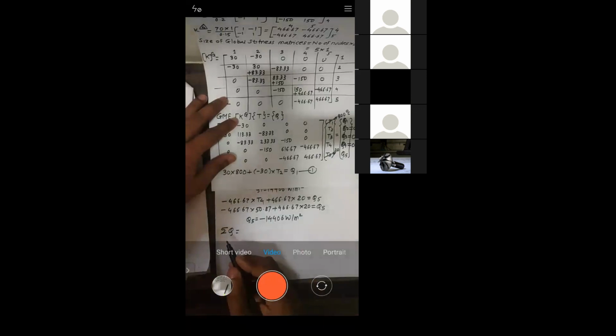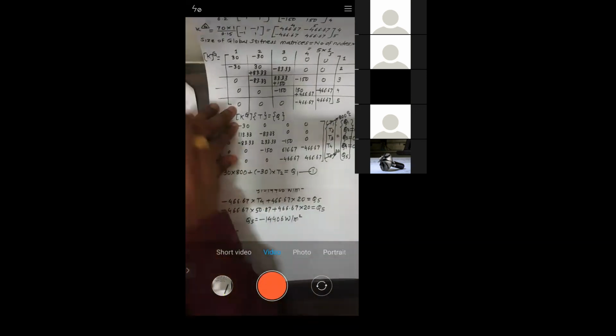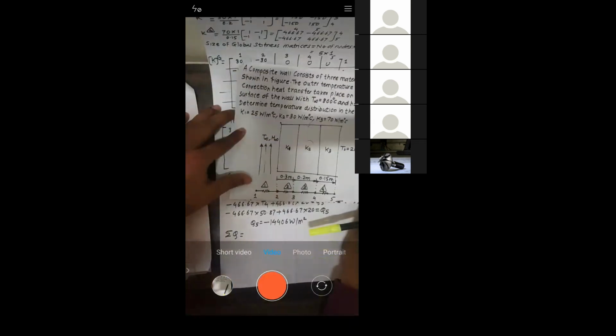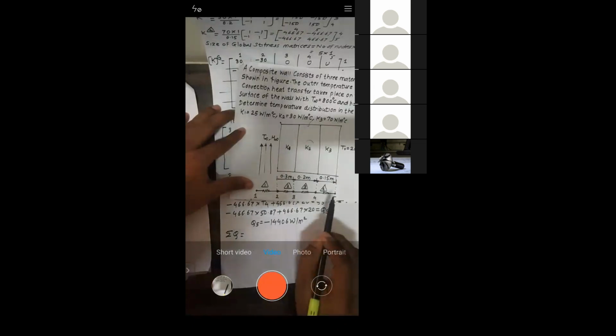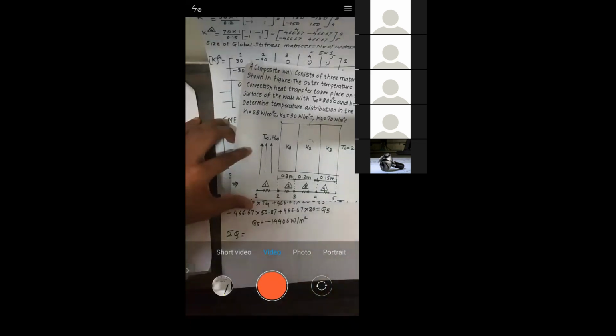Understood? See, you consider, node 1 is the extreme point, also node 5 is the extreme point. So whatever amount of heat that is entering, with the same amount the heat should leave, right? Yes or no? Got it. With the same amount heat should leave. Getting or not? Let me know if you have a doubt.